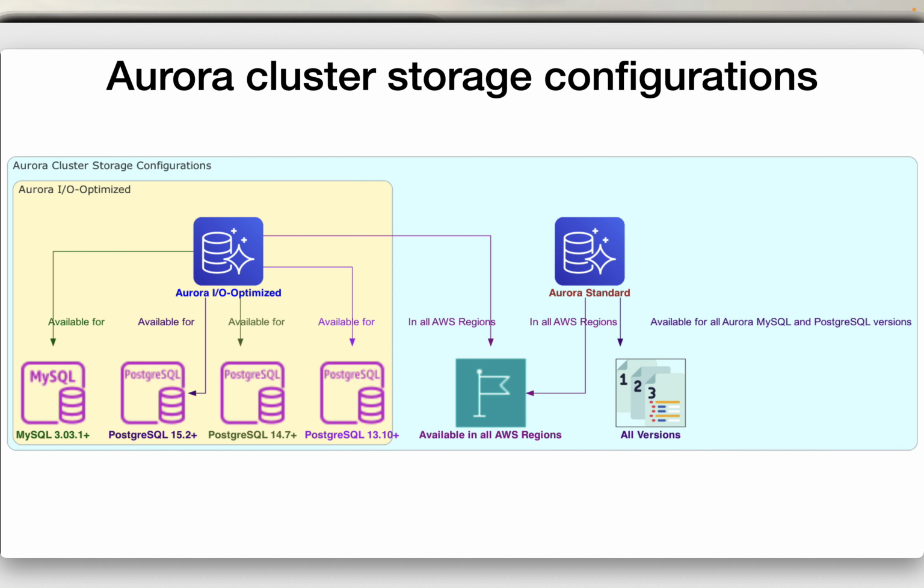Okay, next feature is Amazon Aurora cluster storage configuration. Amazon Aurora has 2 DB cluster storage configurations. First one, Aurora I/O-Optimized, which is available in all AWS regions for the following Amazon Aurora versions: Aurora MySQL version 3.03.1 and higher, and Aurora PostgreSQL version 15.2 and higher, 14.7 and higher, and 13.10 and higher. Next one is Aurora Standard, which is available in all AWS regions for all Aurora MySQL and Aurora PostgreSQL versions.